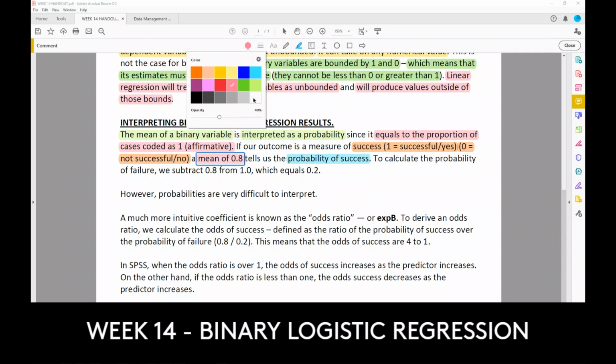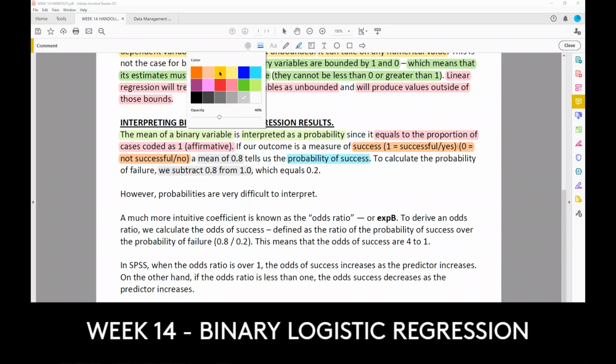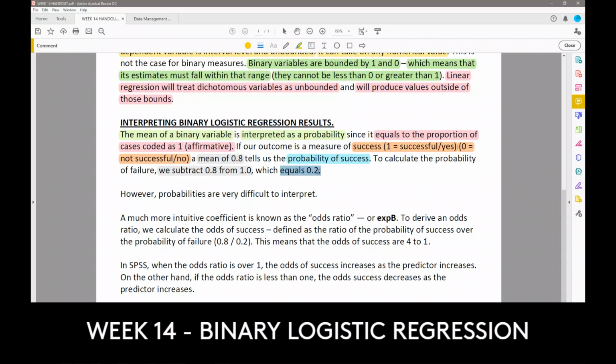If we want to calculate the probability of failure, we know the probability of succeeding is the mean. What if we want to know the probability of failure? To do that, we would subtract 0.8, which is the probability of success, from a total of 1. This is going to give us a value of 0.2. So 0.2 would be the probability of failure.